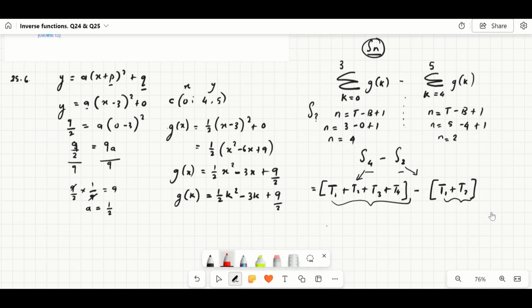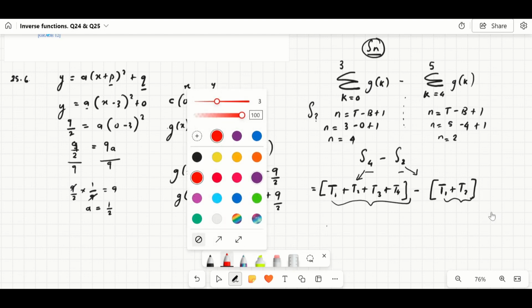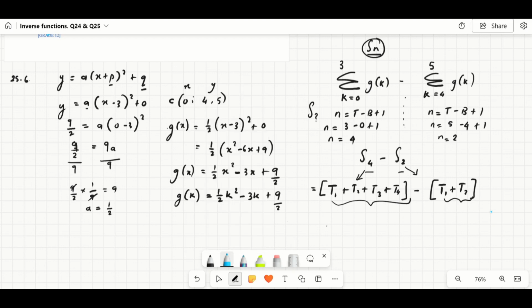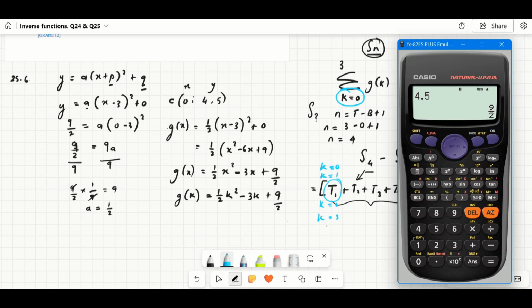And on the side, I want you to watch carefully. On the side, I'm going to punch my calculator. Remember, this is where term 1 starts. For this one, your term 1 will start at k is equal to 0. And then you add 1, k is equal to 1. You add 1, k is equal to 2. You add 1, k is equal to 3. So as I'm using my calculator, watch carefully what I'm doing.